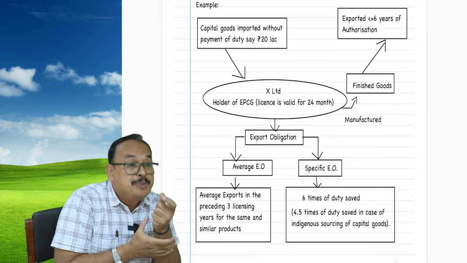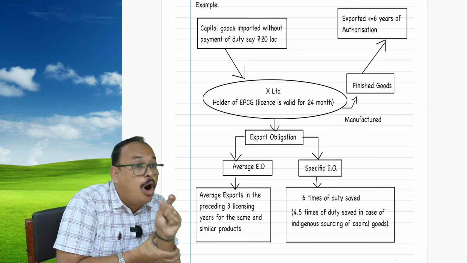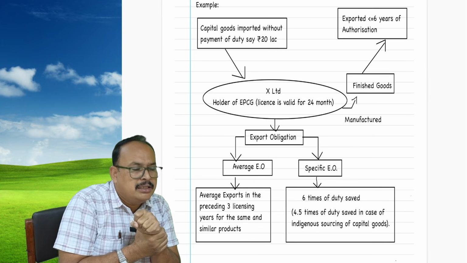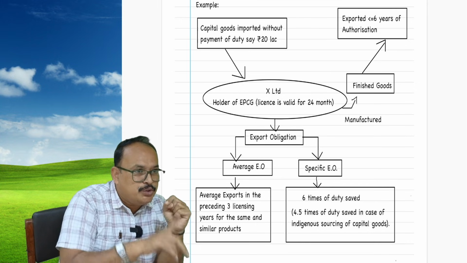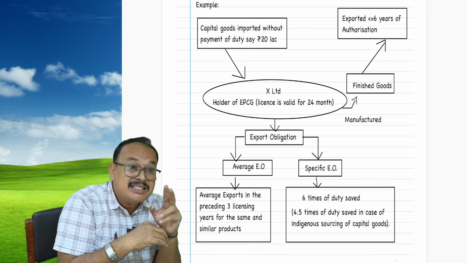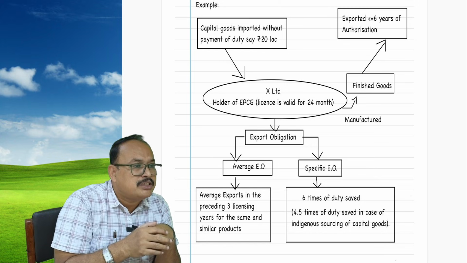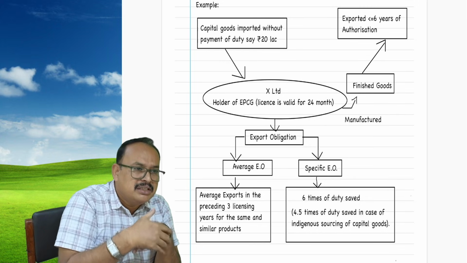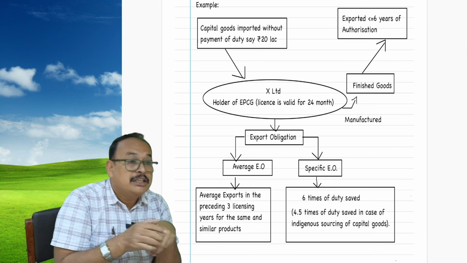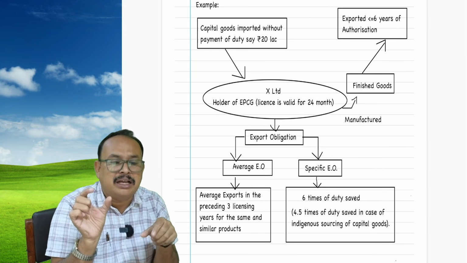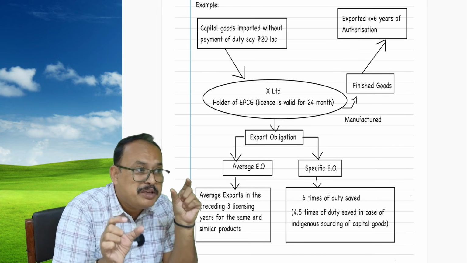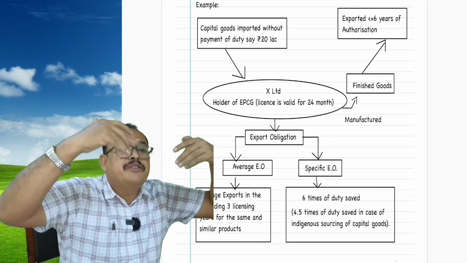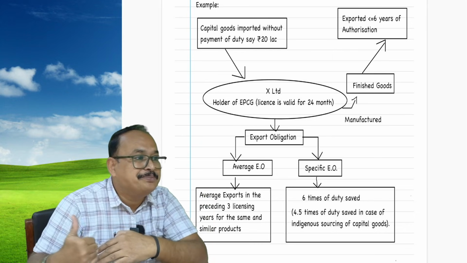Then the specific export obligation should also be fulfilled. What is specific export obligation? 6 times the duty saved. The duty saved is 20 lakhs, so 20 lakhs into 6 times is equal to 120 lakhs. So 90 lakhs is the average export obligation and 120 lakhs is the specific export obligation. Both should be fulfilled, meaning whichever is higher, if you fulfill it, the other is automatically fulfilled.